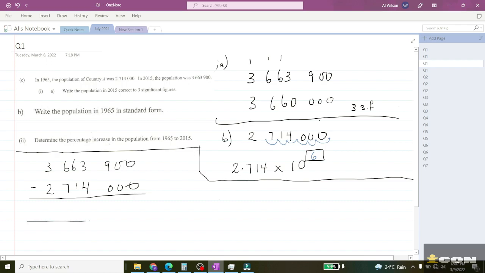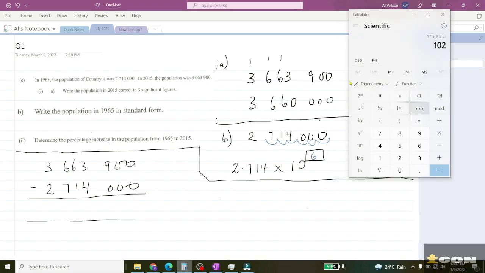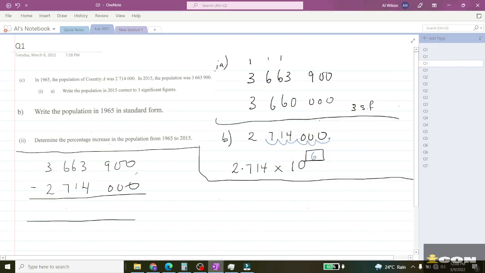So we're going to have to now enter this into the calculator. So what we have is 3,663,900, and we're going to subtract 2,714,000, and then here we have 949,900. That's the increase.